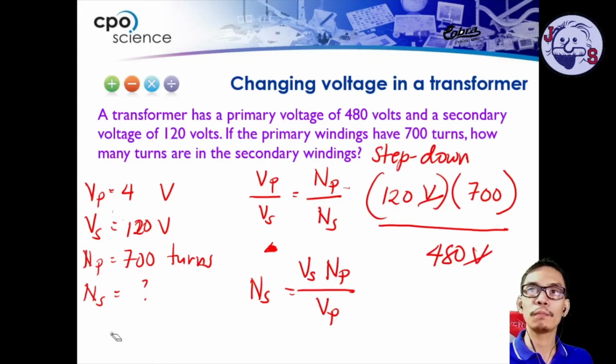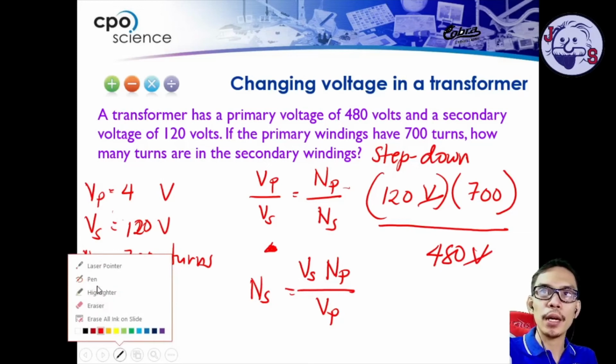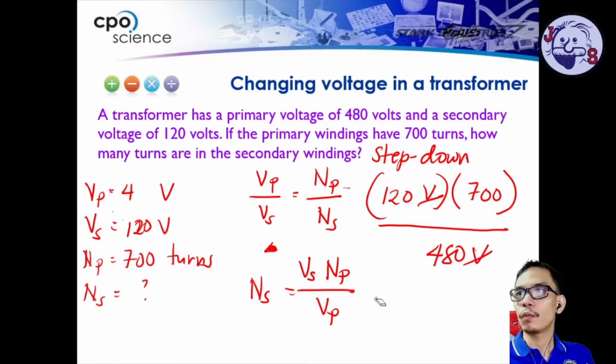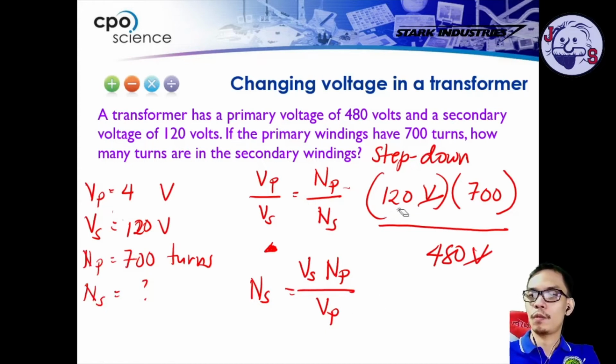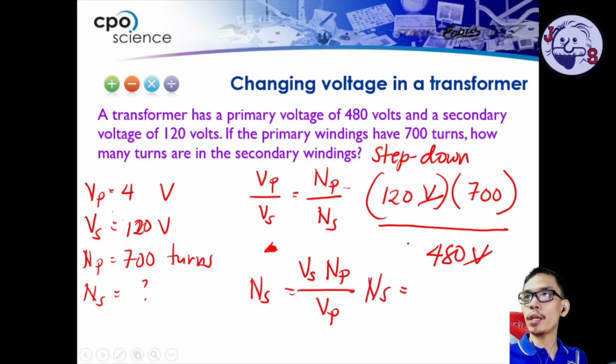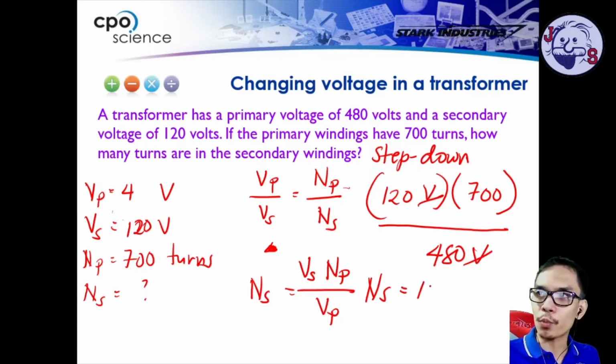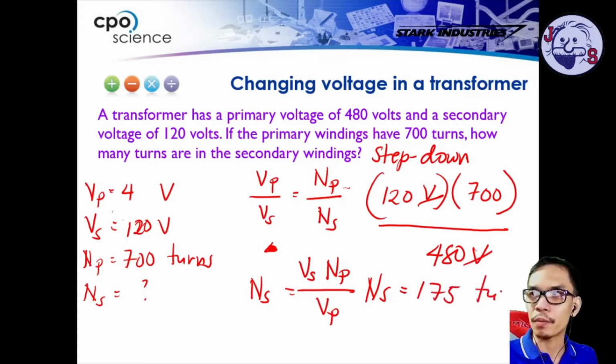Okay, so what is the secondary voltage? Alright, so what is the secondary voltage? Okay, so 120 times 700 divided by 480. So the secondary turn is 175 turns.